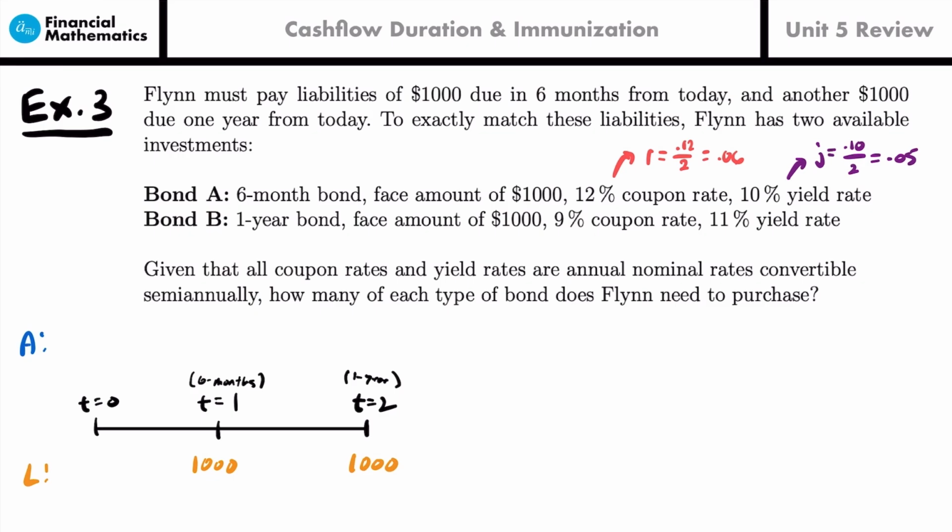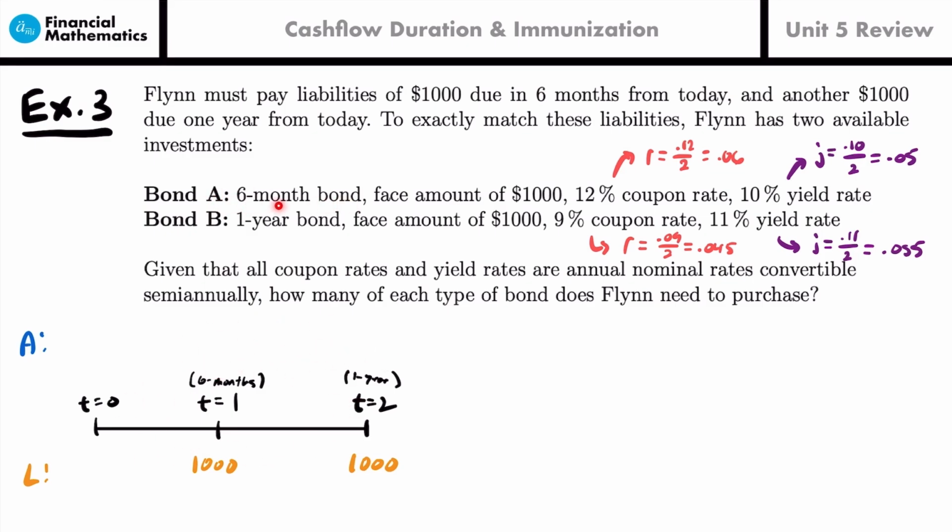We have a 9% coupon rate and an 11% yield rate. So for Bond B, r is equal to 0.09 divided by 2, which is 0.045. And then the yield rate for Bond B, j, will be equal to 0.11 divided by 2, which is equal to 0.055. All right, now I'm just going to give you a little spoiler here. We're not actually going to need to use these yield rates. We're really only interested in these coupon rates, because what we need to figure out is how much money would be coming in from each of these bonds at each moment in time for the assets in this timeline.